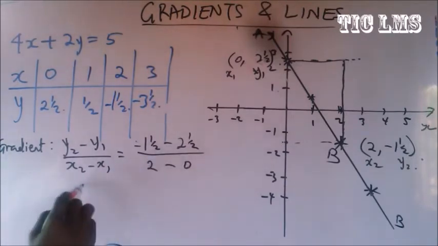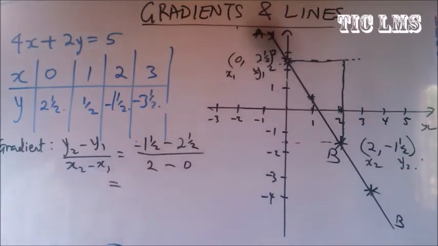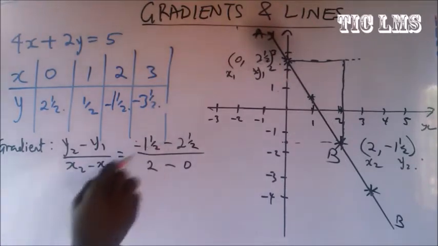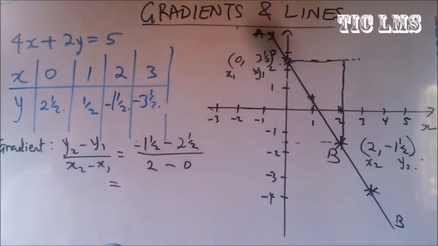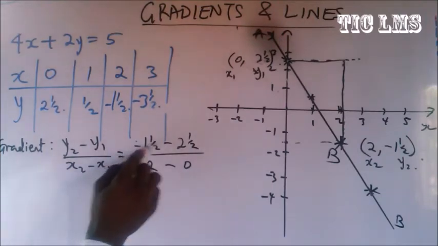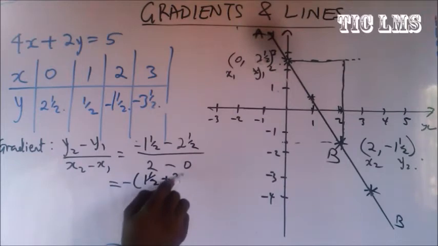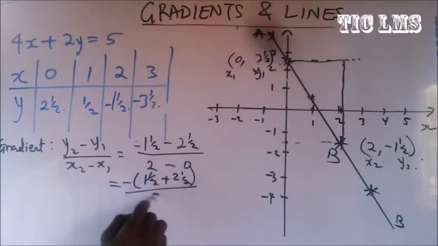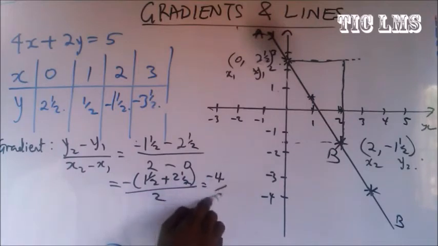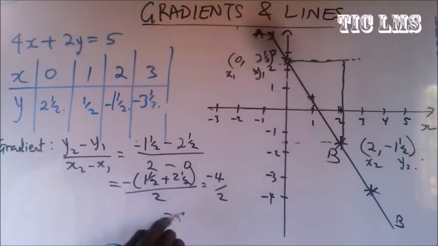So we would have -1.5 minus 2.5. So minus and minus, it's more like adding it together. So minus bracket 1.5 plus 2.5 over 2. And that gives us -4 over 2. 2 into 4, that's 2. So the gradient of this equation is -2. And as you can see, the gradient is negative.